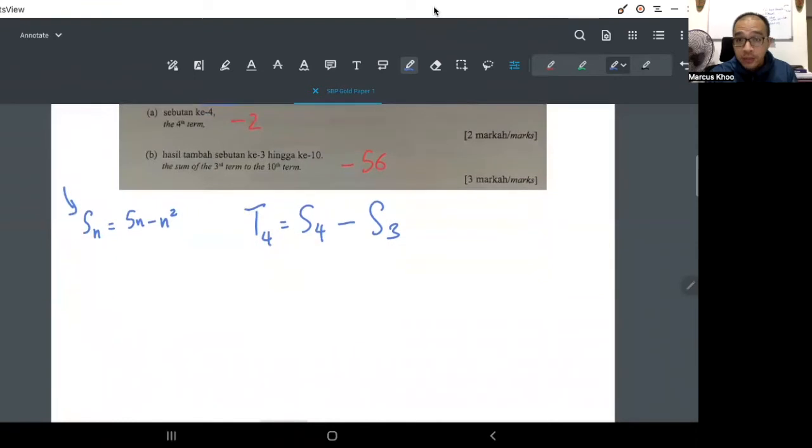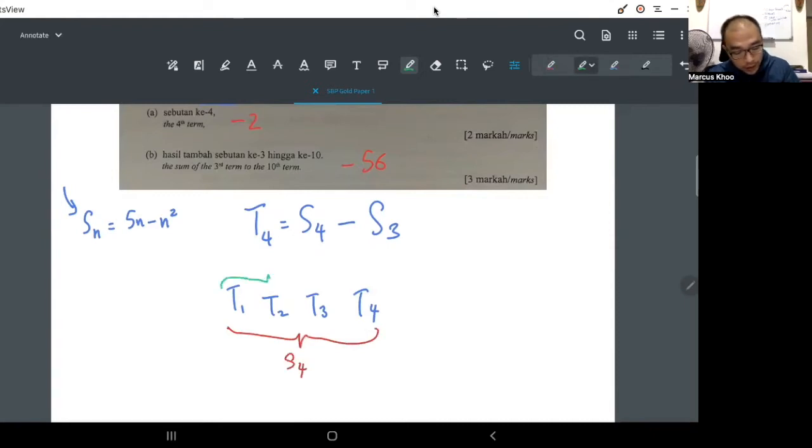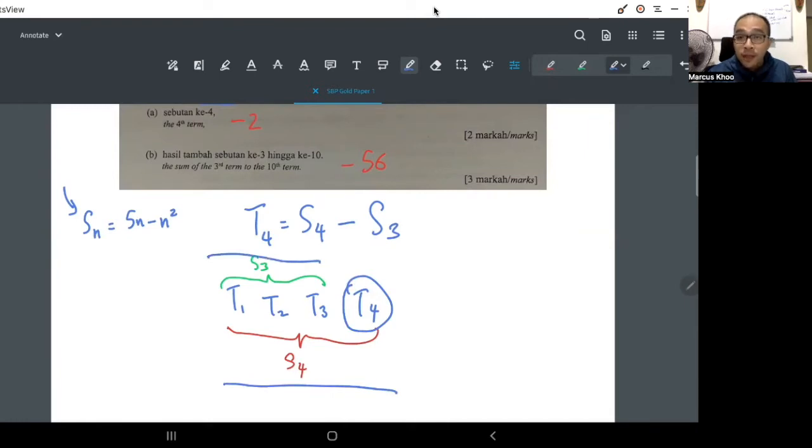Okay, let me show you the logic behind this. So T1, T2, T3, T4. If I add all four together, it is S4. And if I add all three together, this is S3. So if I want to find the value of just T4, it is all four together minus all three together, which is S4 minus S3. So you substitute 4 and 3 inside here, and you get the value of T4, which is the fourth term.